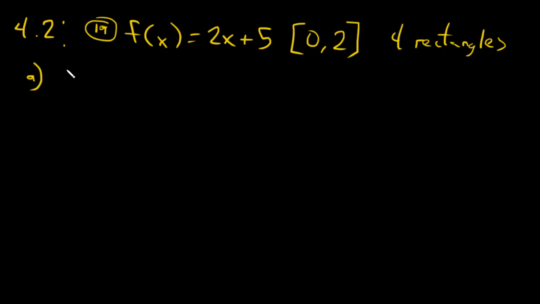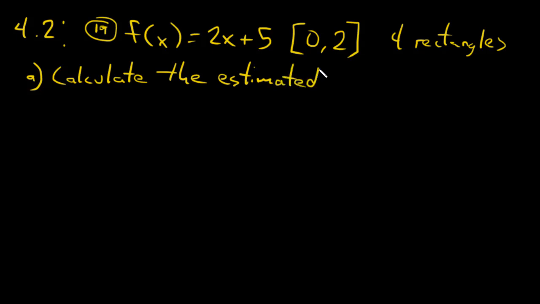So part A, calculate the estimated area by hand. In other words, don't use a formula. Literally draw the curve, make rectangles, do 4 rectangles, add up the area of each one of the rectangles and get an estimate, okay? And that's for n equals 4.